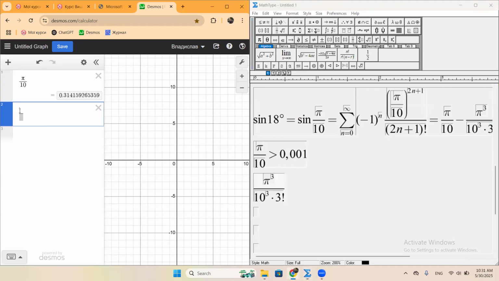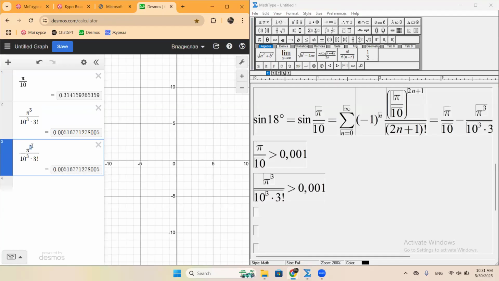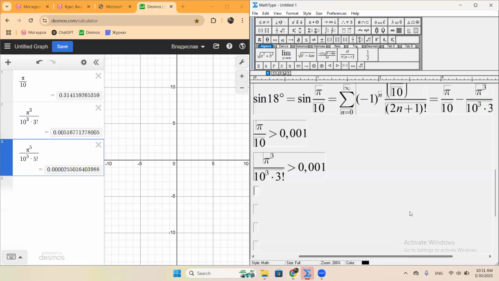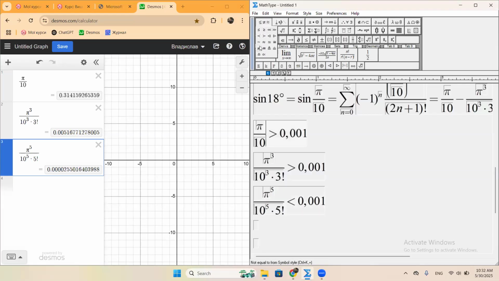What about this value? Pi cube over 10 cube multiplied by 3 factorial. Again, it is greater than 0.001, and calculating the next term. And this term is less, so the module of this term is less than the required accuracy. Okay, let's also write down the approximate value.